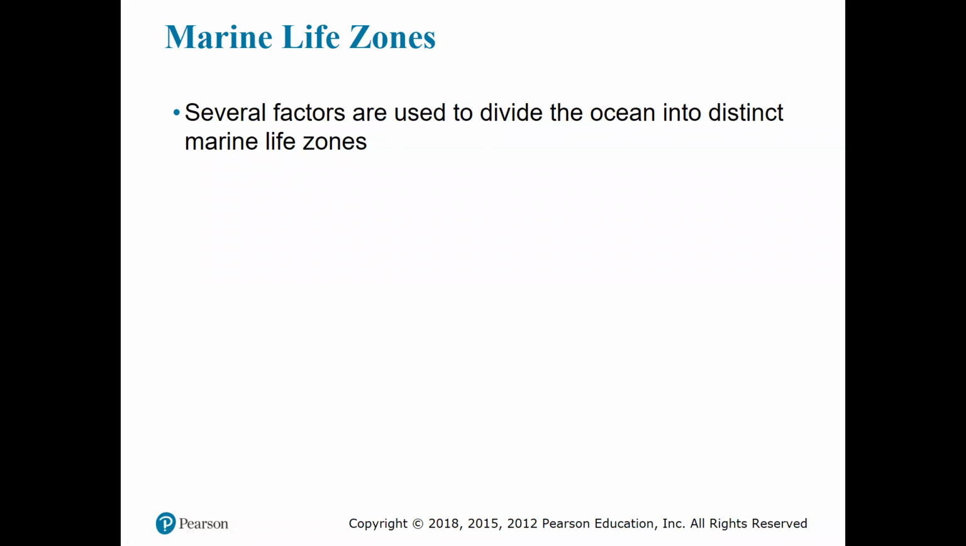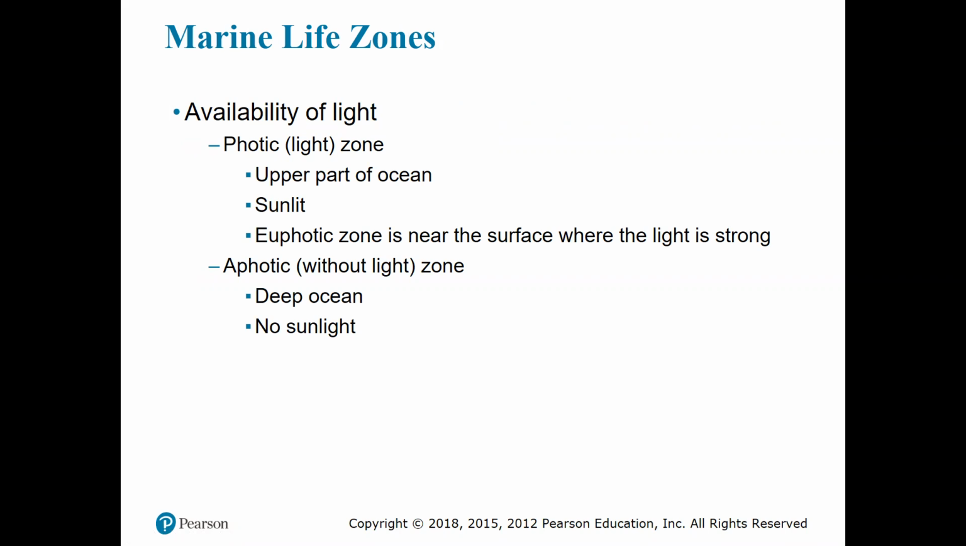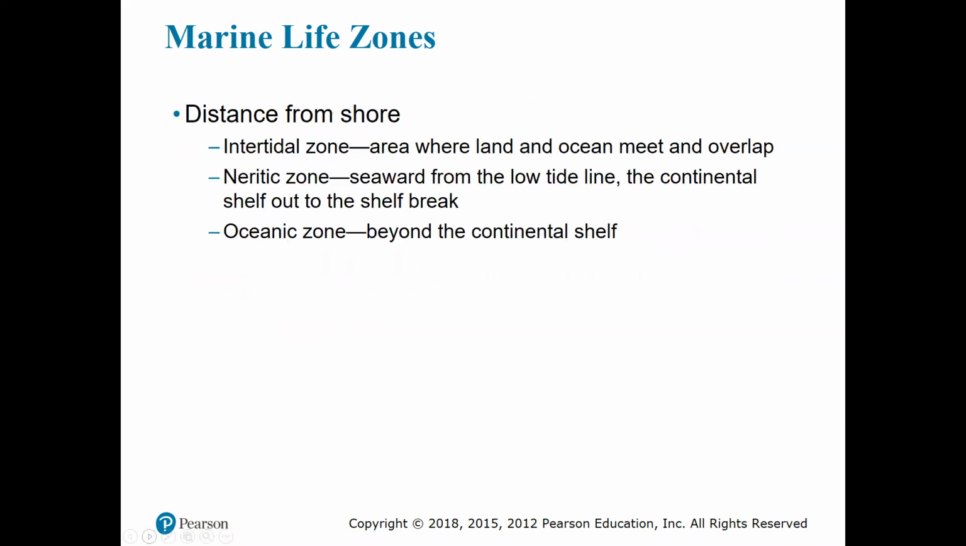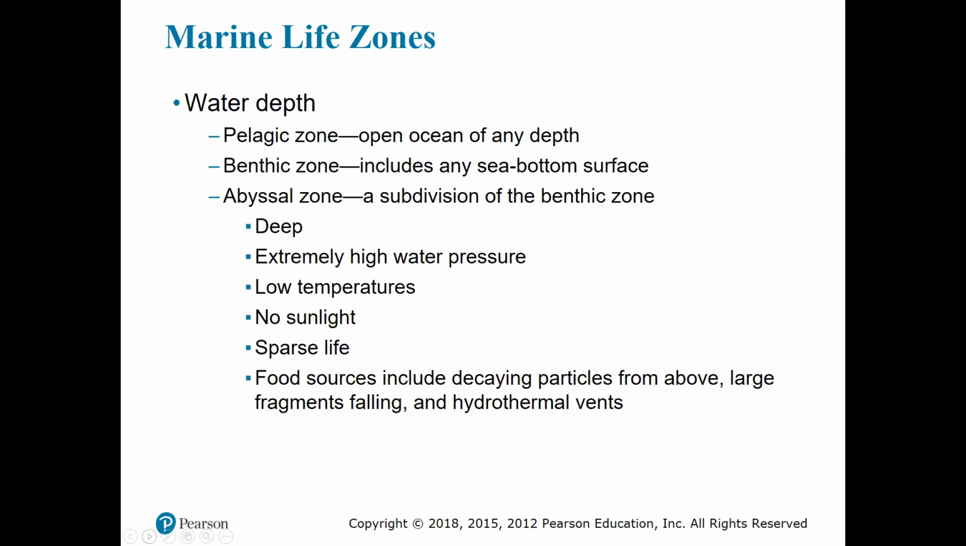So using the availability of light and some other factors, we're going to divide the zones of the ocean into different areas. So how do we do this? Well, first of all, like I mentioned, availability of light. The amount of light that's available is going to determine what animals can survive in a particular area. We also have to look at how far away are they from the shore? Are they close up, or are we talking about deep ocean? And that also goes along with the water depth.